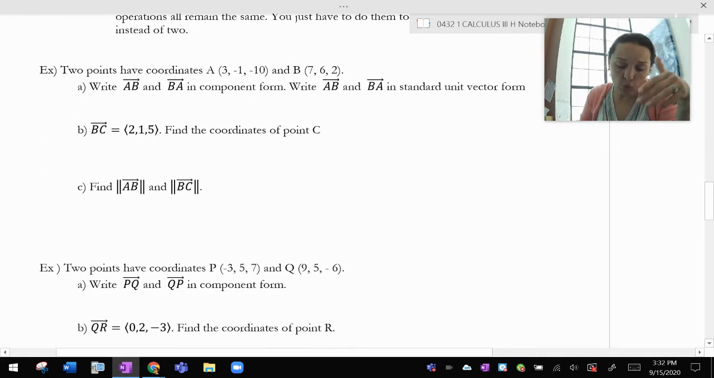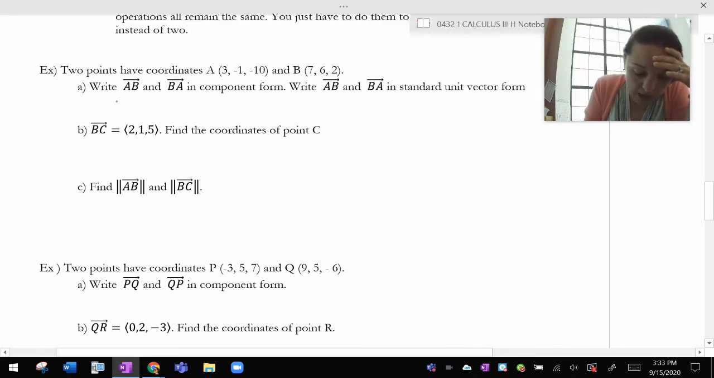So if 2 points have coordinates of (3, -1, -10) and (7, 6, 2), write AB and BA in component form, write AB and BA in standard unit vector form. If you want to try this example on your own, feel free to pause this, scrub forward, and see if you did it right. I'm going to go through and do it right now. For those of you that just want to see me do it, I can understand that too.